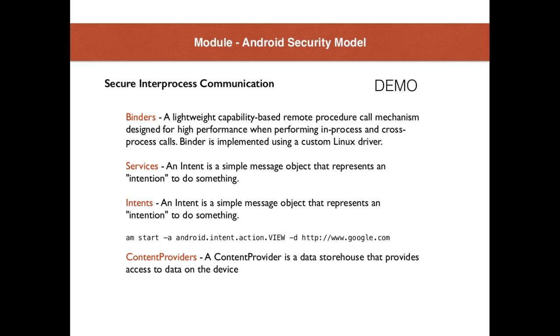So basically interprocess communication is provided by these means: binders, services, intents and content providers. Binders are basically a lightweight capability based remote procedure call mechanism which is designed for high performance when performing in process as well as cross process calls, and this is implemented using a custom Linux driver.